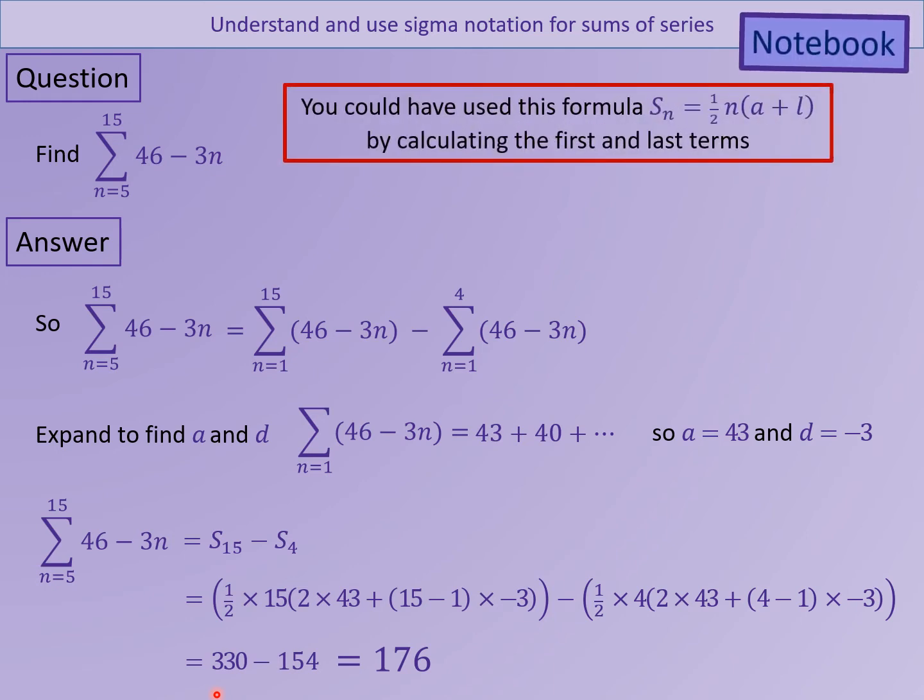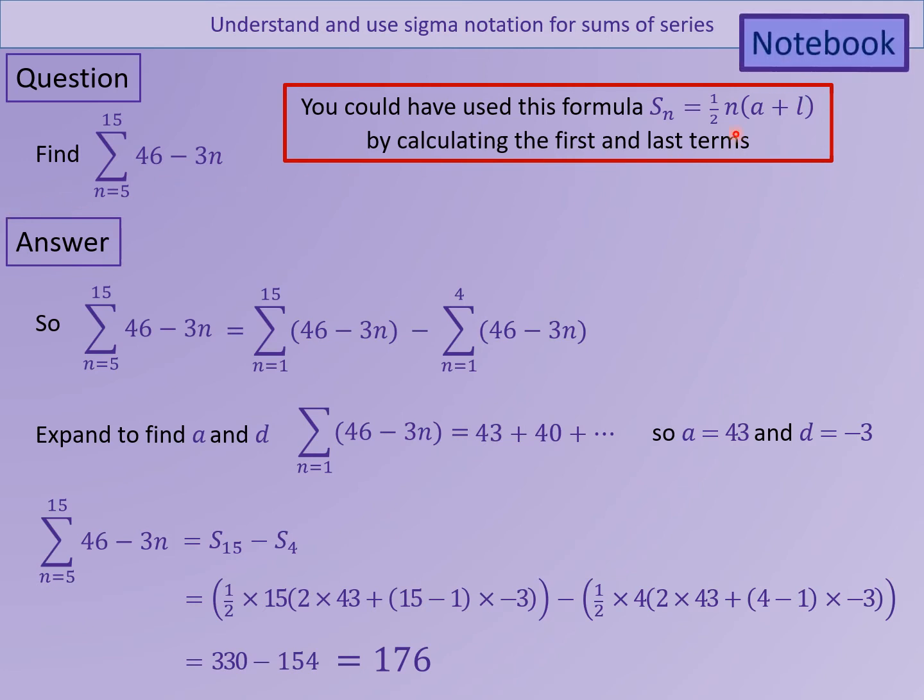Another method may have been to use the other formula in the formula book, Sn equals a half n a plus l. We would need to be careful here to make sure that we were using the correct values for a and l. It wouldn't be the same value a that we calculated earlier, because in this case we would want to use the first term as being term number 5 in the sequence. So a would be calculated by putting in 5 in here, 46 take away 3 times 5. So we could substitute that in. This would give us that a is 31.